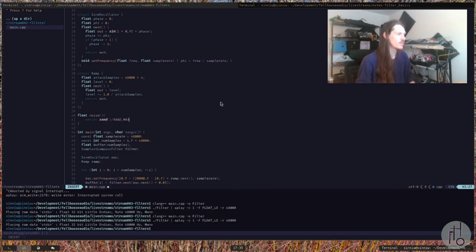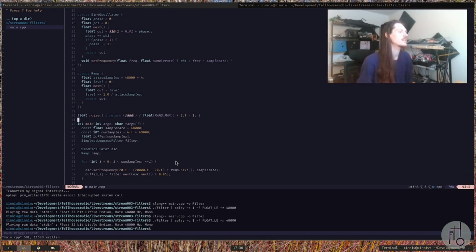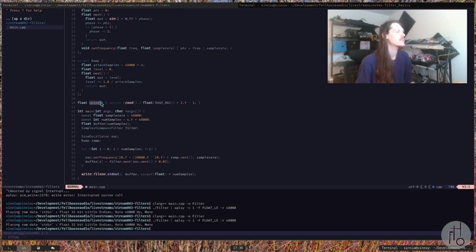So we're just going to use the built-in rand function, which returns a number between 0 and rand max. So in order to get a number between 0 and 1, we're going to divide by rand max, making sure that's a floating point number. And then we want to put this in the range of other audio signals, so we're going to multiply by 2 and subtract 1. That'll make it go from -1 to 1. All right, we have a white noise machine. So every frame, we're just going to get another sample of noise and send it through the filter.